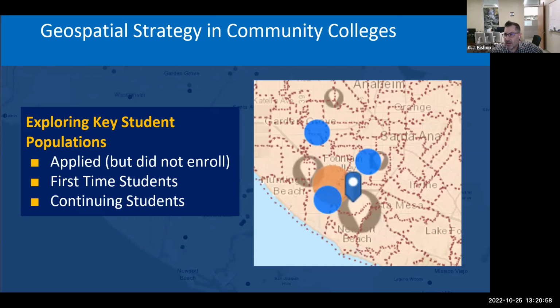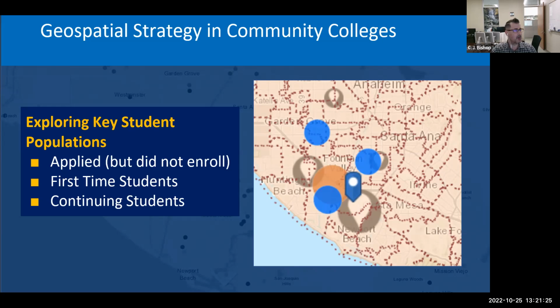So getting into the mapping fund, just to get a perspective of our geospatial strategy, we used internal data, and we wanted to start broad. I'm going to show you a screenshot, and I'll bring up the actual map. Based on location in relation to OCC, there's interest of three primary groups within the academic year. We did 2020-21, and it was those who applied but didn't enroll, those who were first-time students, and those that were continuing students. So this was internal data.